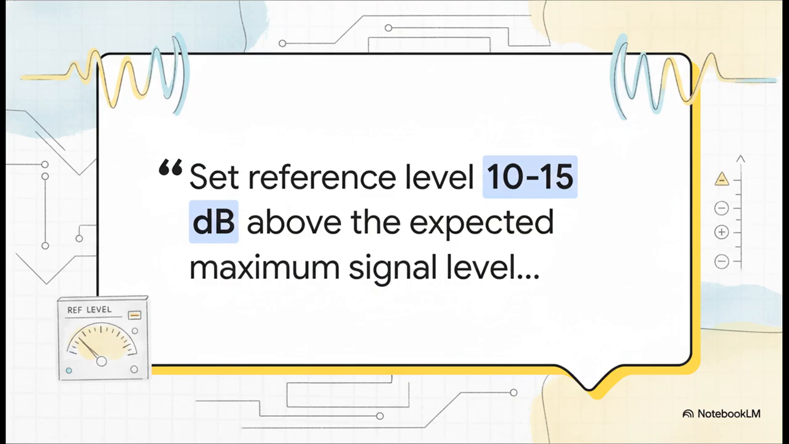Now this right here is a total gem from the source material, a really practical rule of thumb. If you're expecting a signal to come in around, say, 0 dBm, just set your reference level to +10 or +15 dBm. It's a simple little formula that gets you in the right ballpark almost immediately, and it takes a lot of the guesswork out of the setup.